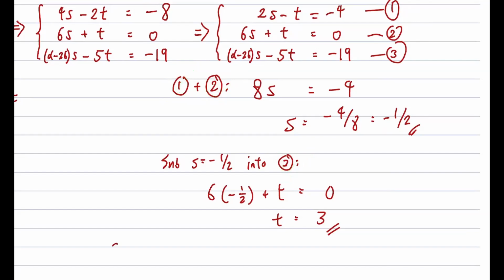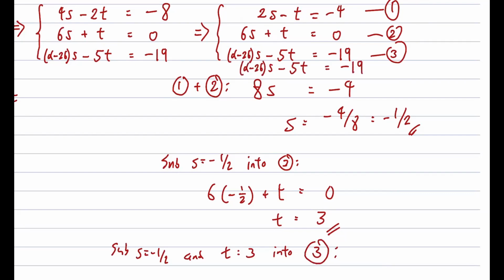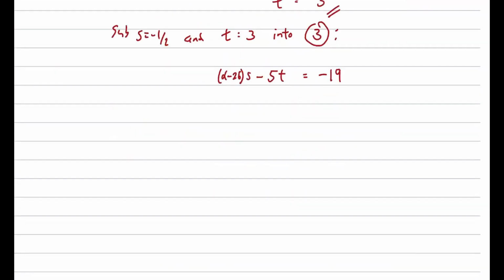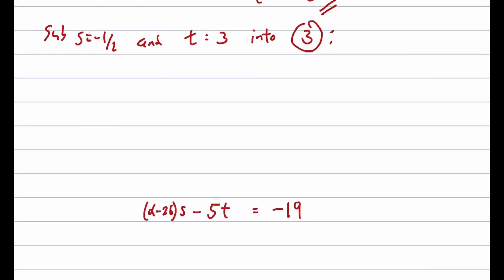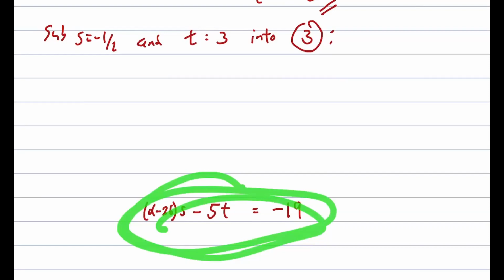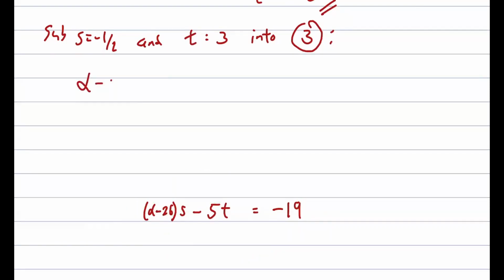So sub S equals negative half and T equals 3 into equation 3. What do we get? Let me copy down equation 3 first. I'm running out of space. This is just for reference, you don't need to do this, because my iPad screen is quite small, so I need to copy and paste it down. Alpha minus 26 multiplied by S, which is negative half, minus 5 times T, which is 3, equals negative 19.